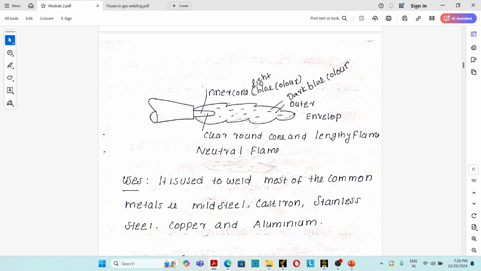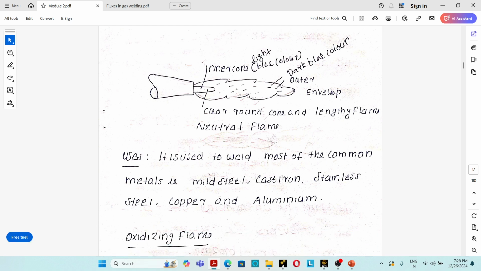What is the application of a neutral flame? A neutral flame is used to weld most common materials like mild steel, cast iron, stainless steel, copper and aluminum. That's the application of the neutral flame.